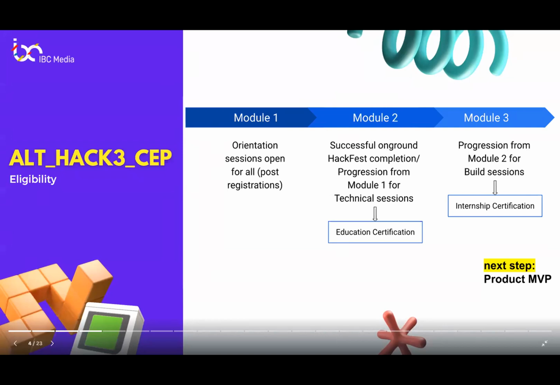So module 2, we talked about the technical sessions. Module 1 will make you eligible for a participation certificate. Module 2, once you complete all these 10 sessions we are talking about, you are going to be getting an education certificate from IBC Media. And the third, which is the logical outcome from module 1 and module 2, is the building process. And that's much more elaborate.